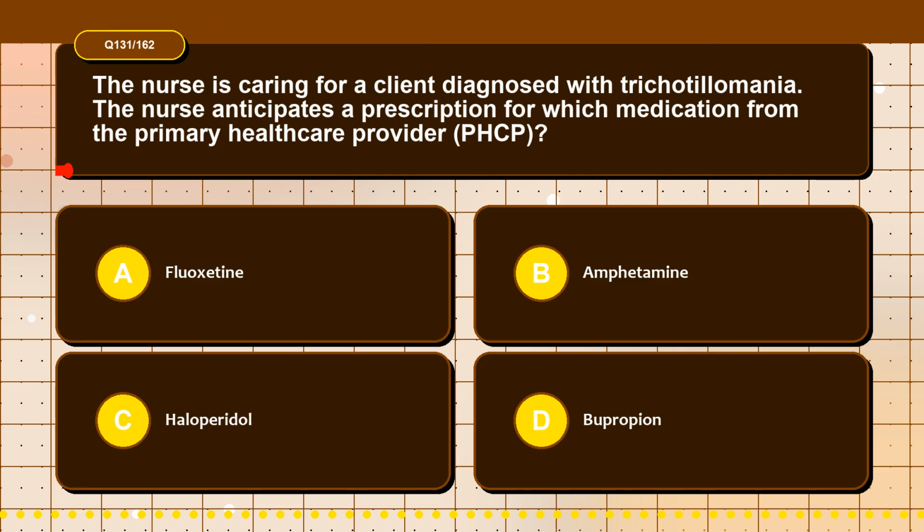Question 131. The nurse is caring for a client diagnosed with trichotillomania. The nurse anticipates a prescription for which medication from the primary healthcare provider (PHCP)? Here are the options. Option A. Fluoxetine. Option B. Amphetamine. Option C. Haloperidol. Option D. Bupropion.